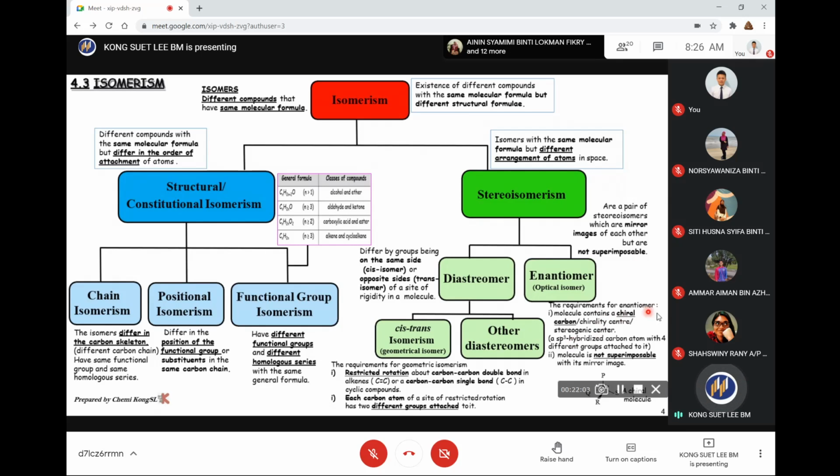Okay, of course, there are requirements for the enantiomer. Must have chiral carbon. If you look at what is chiral carbon, it's an sp3 hybrid carbon with 4 different groups attached to it. And it is not superimposable with its mirror image.